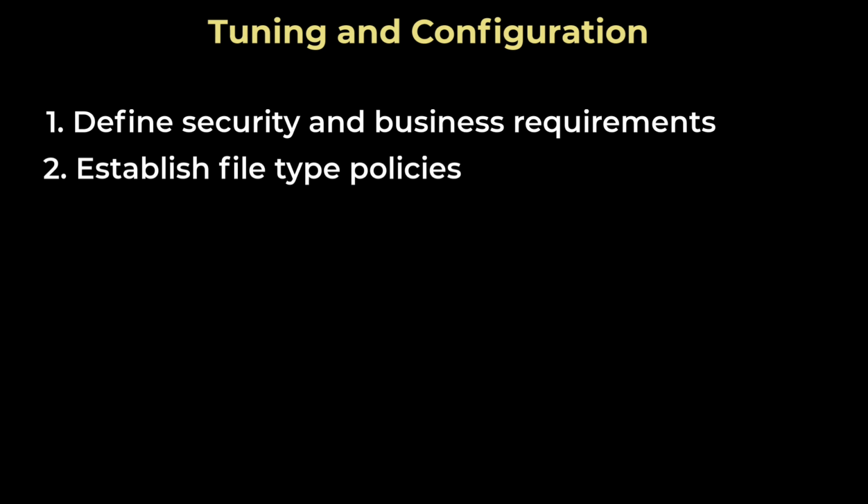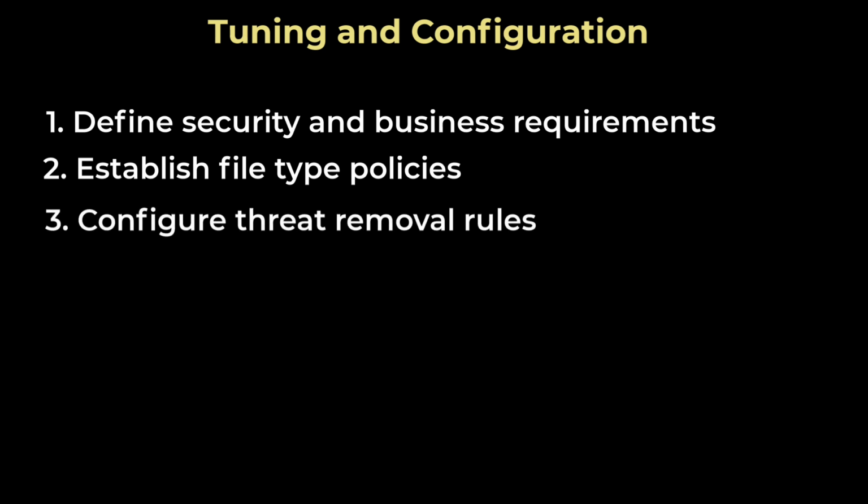Second, establish file type policies. CDR solutions must handle different file formats differently based on risk levels and business needs. Commonly used formats like PDFs, Word documents, Excel spreadsheets, and images may require different levels of disarming. Some file types, such as executable files and macros, may be restricted entirely. Policies should be defined to allow safe document exchange while preventing potentially harmful content.